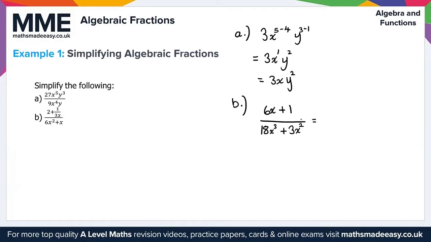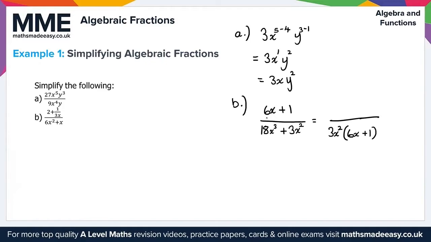So if we factorize the denominator here, well, in this case, I can factor out a 3x squared here. So we've got a 3x squared. And now all we need to do is think about what goes in this bracket. Well, in this case, what do I times 3x squared by to get 18x cubed? Well, that's simply going to be 6x. And then what do I times 3x squared by to get 3x squared? Well, in that case, that's simply going to be 1.